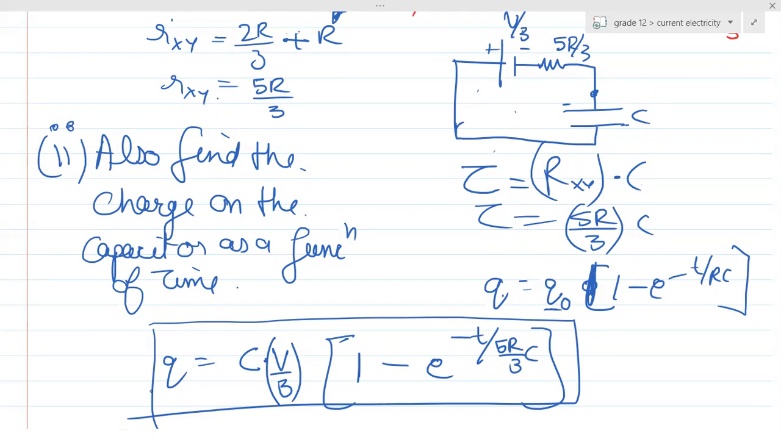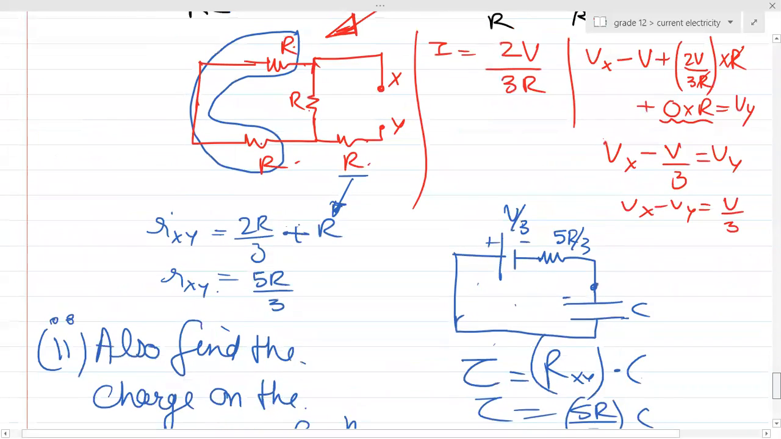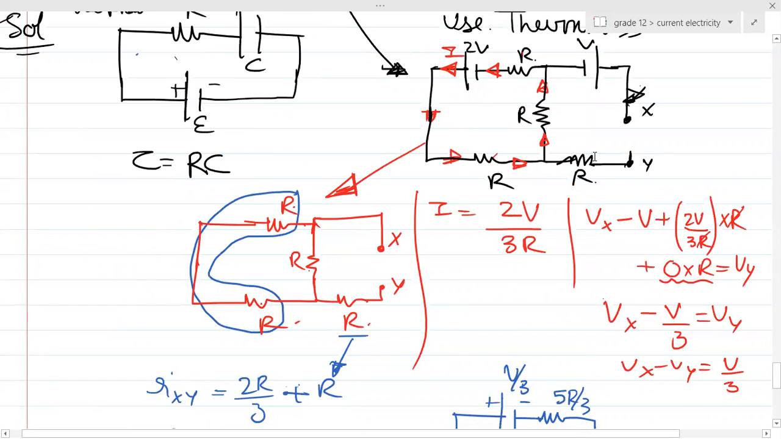Any doubt in this, guys? Please tell me. Why did we take it as 0 there? Because in this resistor there was no current flow, and we were moving from X to Y. So the current which is flowing through this 2V will not flow through this R. There is no current in this branch because this is open, right? Current cannot flow in a branch which is broken. The loop has to be closed, right? So that's why.